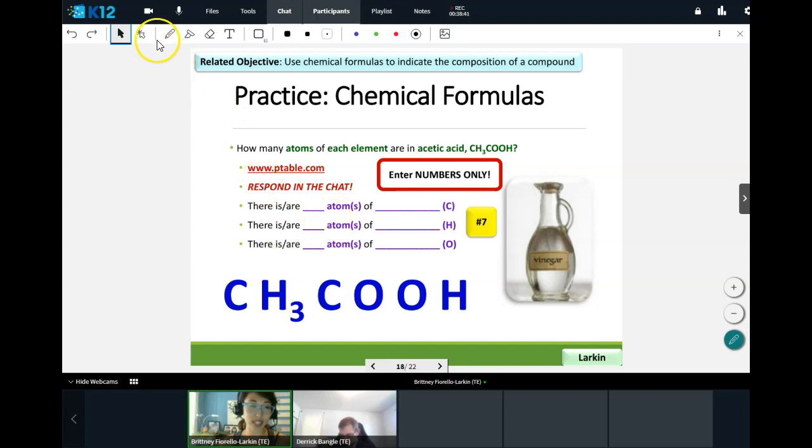So let's go ahead and take a look here. Tell me in the chat really fast. We should already know this. What is capital C the abbreviation for? Again, this is a single letter abbreviation. There's no lowercase. Capital C is carbon.